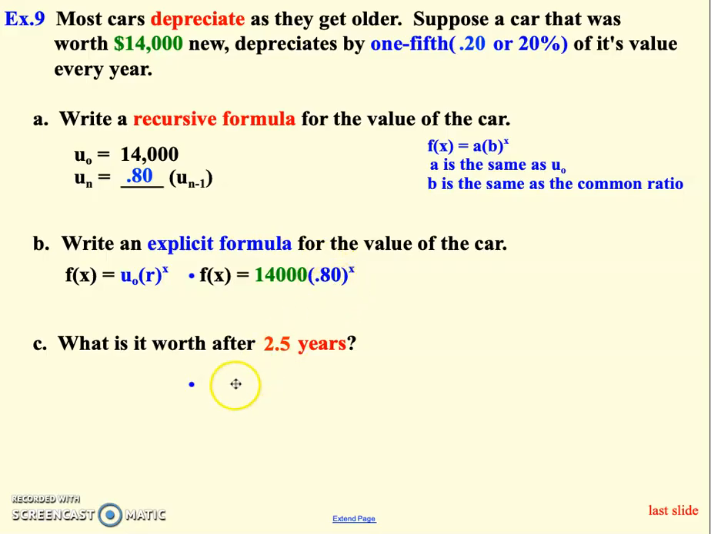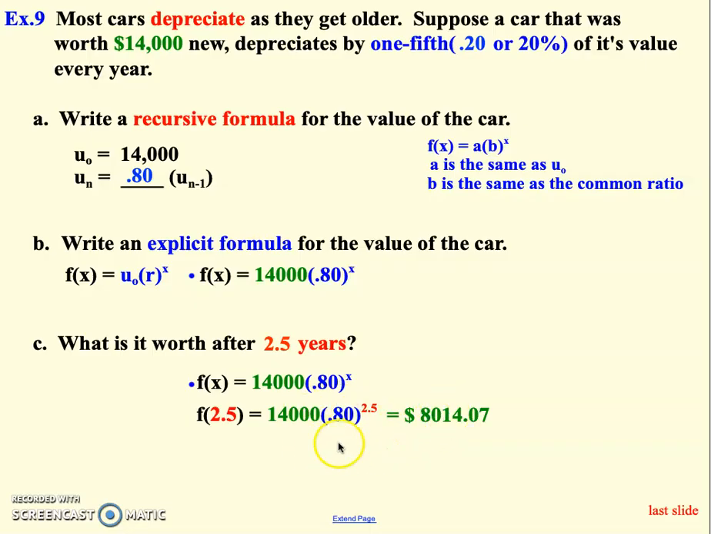And then again, all I got to do to evaluate it is just go ahead and plug in. So what's the f of 2.5? What's the car worth after 2.5 years? And again, it should be less. It's a decay model. So I should be down to less than what I started with. Okay, that's the end of the 4.1 notes, kicking off the chapter with exponential functions.